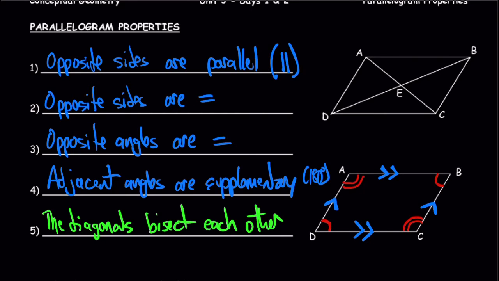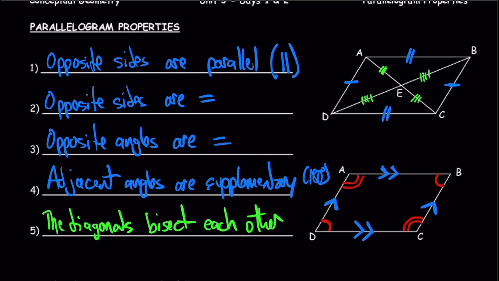I also know that the opposite sides are congruent. So side AD is equal to side BC, and side AB is equal to side DC, and that the diagonals bisect each other. So this segment is congruent to this one: AE is congruent or equal to EC, and DE equals EB.